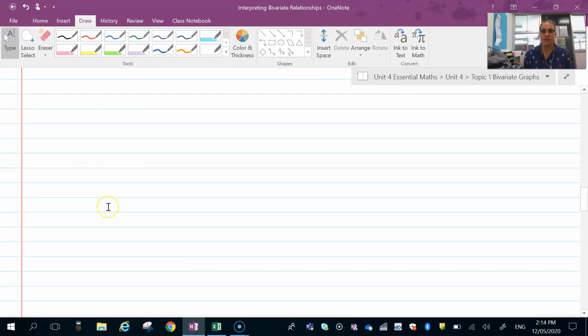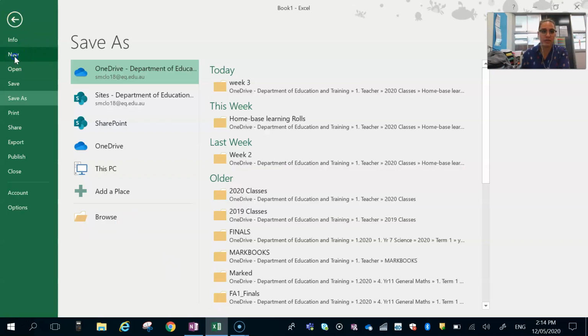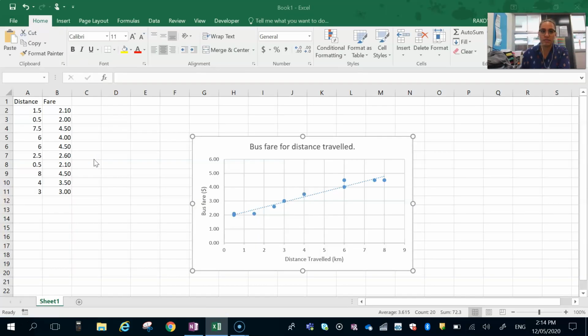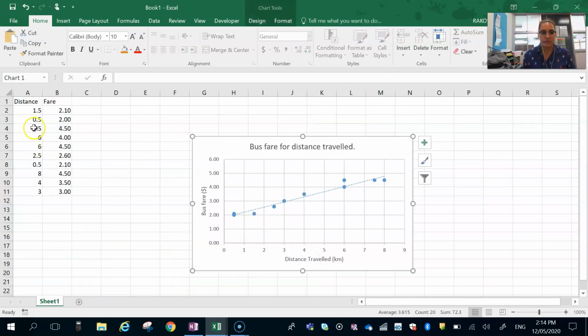All right, so what you're going to do is pause the video. Questions 7, 8 and 9 are the ones you'll be working through. You would then construct your scatter graph. I would suggest that you do that in Excel. You can take a picture of it. I'm fortunate enough that it's on my screen, so I'm going to go to New, place that in there, and complete the values, mass and spring. Then you have something that looks like a table of values.